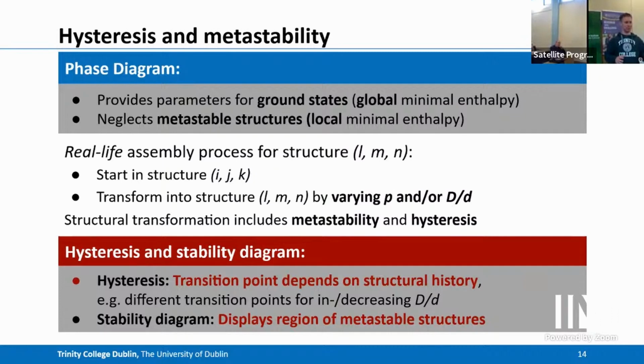Instead of showing where the ground states of the different phases are observable, you show where a certain structure is stable from a certain history. And so you display essentially the region of metastability for these structures.